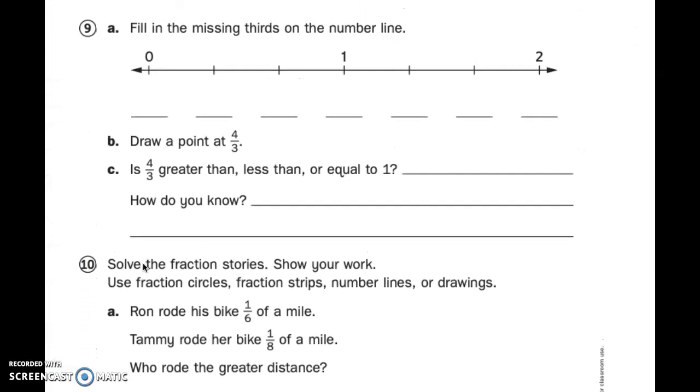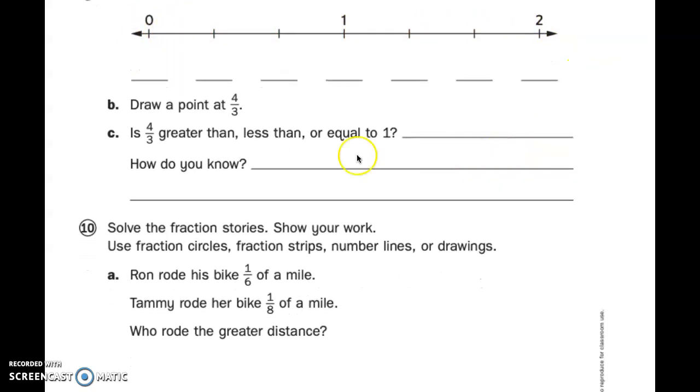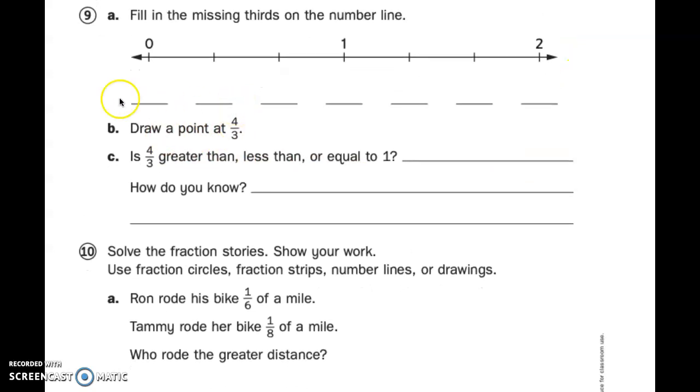Number 9, we're still moving along. Fill in the missing thirds on the number line. Here's your number line. Remember what wholes are and how we break them into thirds. Draw a point at 4/3. So on your number line, because we're still on number 9, part A is fill in the missing thirds.